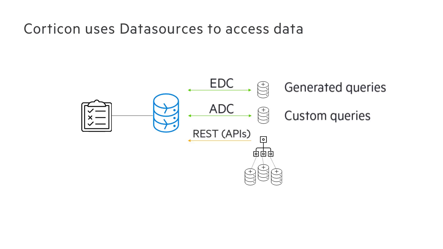For new applications and systems of record that don't provide direct database connectivity, Corticon Rules can use REST services to access data. It's worth noting that REST connectivity is query-only.